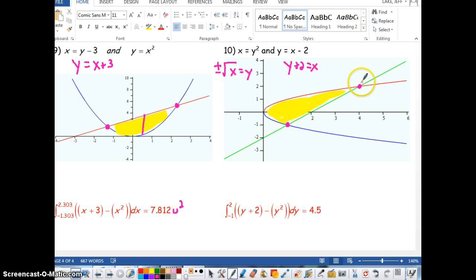That's where you get the positive 2, sorry, and then down here you get the negative 1 when you do the second calculate again. Integrate it, you get, again, 4.5 here, and this is units squared.